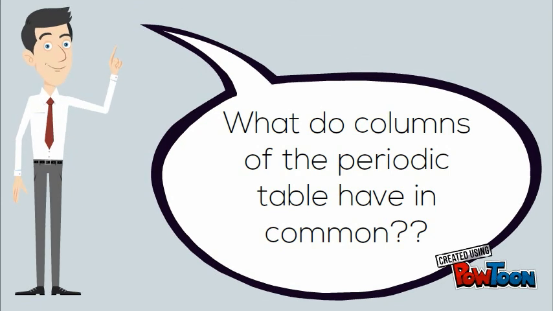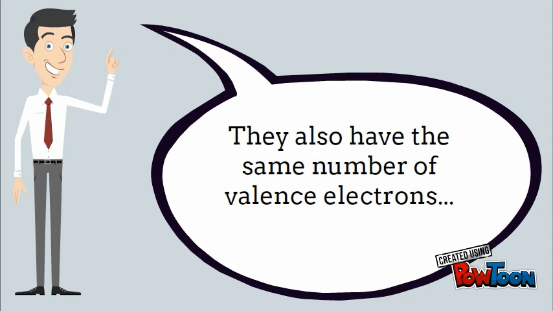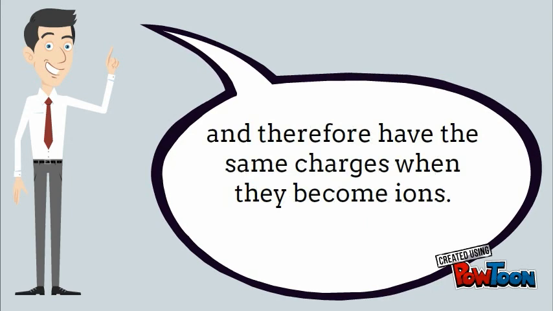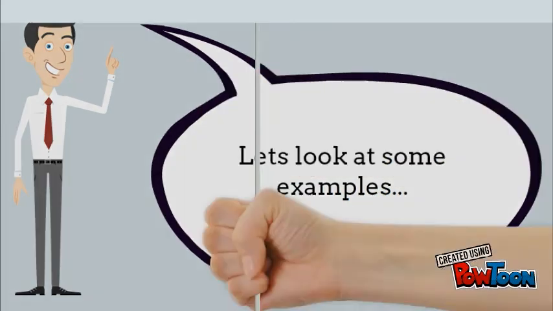So what do columns in the periodic table have in common? Columns are called groups or families because they all have similar properties. They also have the same number of valence electrons, which means they're going to create the same charge when they become ions. So let's look at a couple of examples of these.